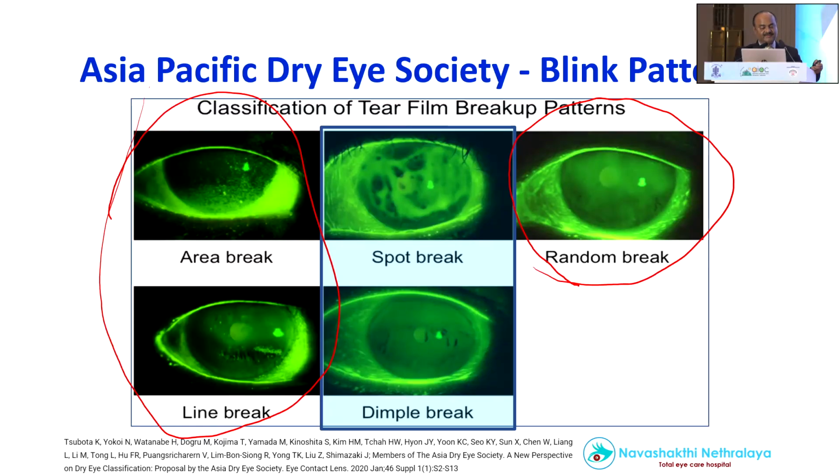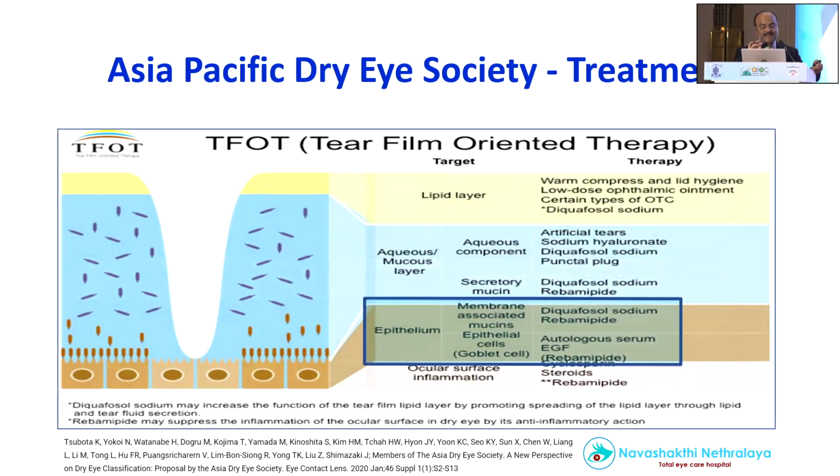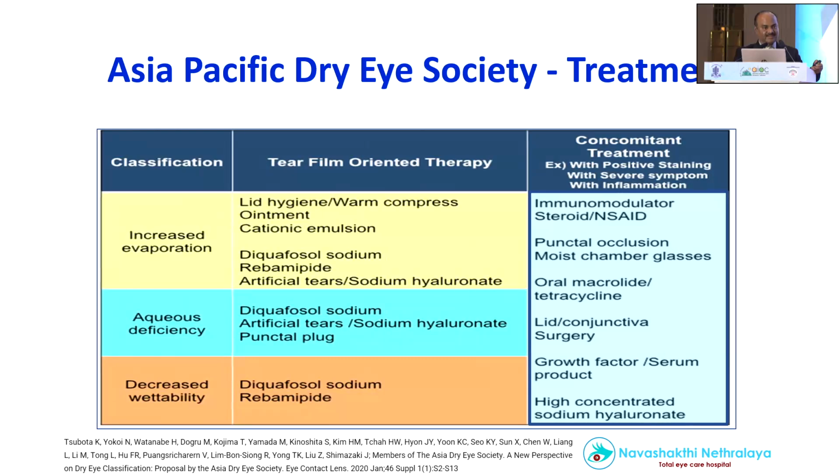If you find either of these two, treat aggressively. And more importantly, if you find something like this, which we find very, very rarely and I have not seen much, it is a wettability issue. That is also a significant issue. So random break, you can ignore. They also suggested use of these two drugs, which we have used and not found to be very effective.